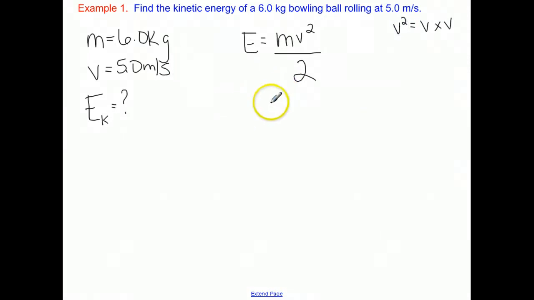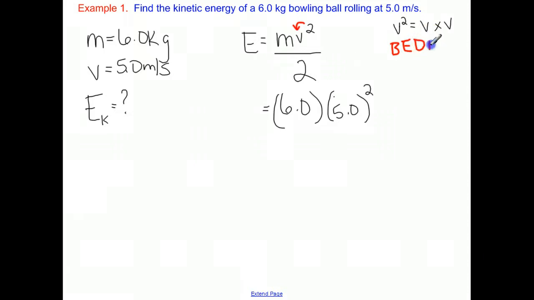So let's substitute our numbers in and see what we end up with. We end up with 6 times our velocity, which is 5. But this velocity gets squared. So keep in mind that this too only applies to your velocity value. Okay, it does not apply to the mass. And if you remember our order of operations, you want to solve brackets first, then exponents, division, multiplication, addition, and subtraction. So you have to solve this squared sign first before you can do anything.